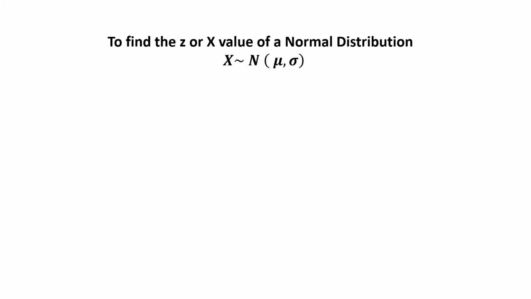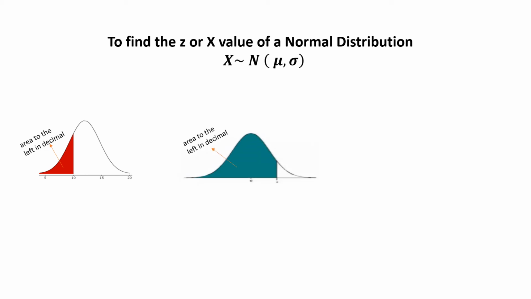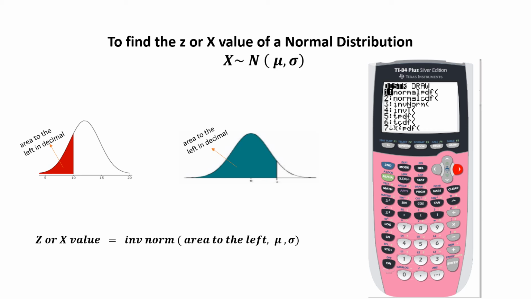If you're trying to find the x value or the z value, you know the area to the left, but here the area to the left must be in decimal. In that case, you use the key invNorm(area to the left in decimal, mu, sigma), where mu is the mean and sigma is the standard deviation. In your calculator, again using 2nd VARS for distribution, the invNorm key is the third key.